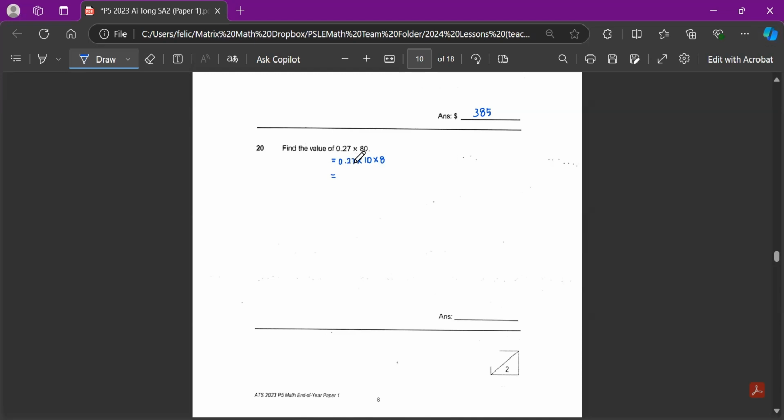So 0.27 times 10 means you move the decimal point to the right one time. Times 10 is 1, move it 1. So this will be 2.7 times 8. Bring it down, no change. Finally, you can do your working for 2.7 times 8. At least it'll be easier for you to do the working from now. So this will be 21.6 if you have done the working. I shall not show the working; I assume that you all should know how to do that.